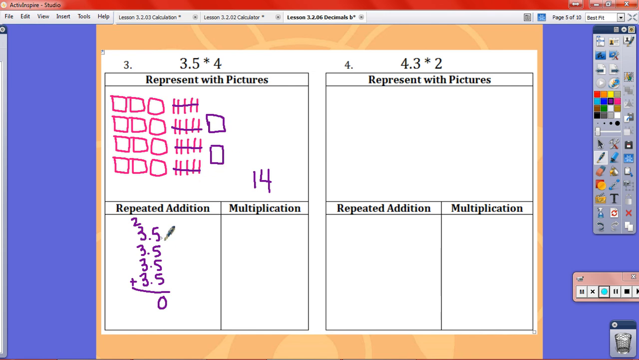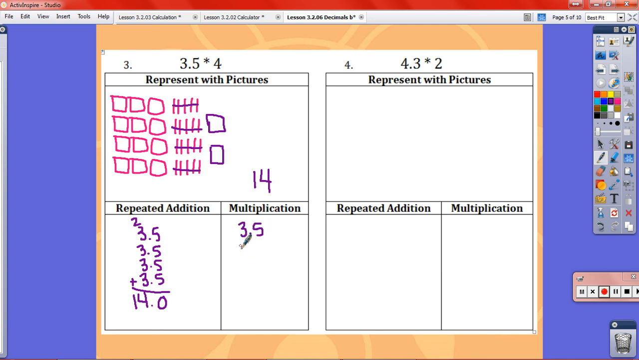Okay, so we got 20. We put the 0 down. We carried the 2. We're putting the 2 into the ones column because it's 2 ones. It's not 2 tenths. Then I can add up 12 and 2 is 14 and drop in my decimal.